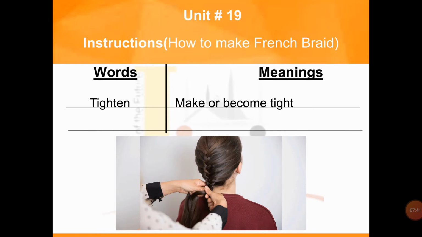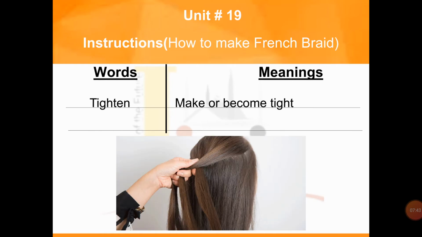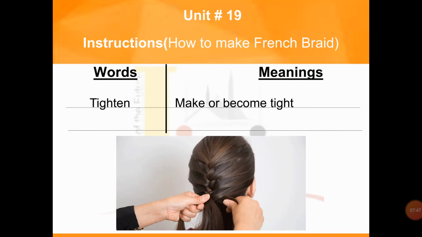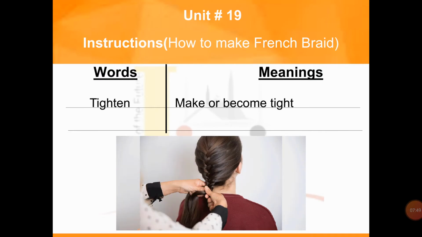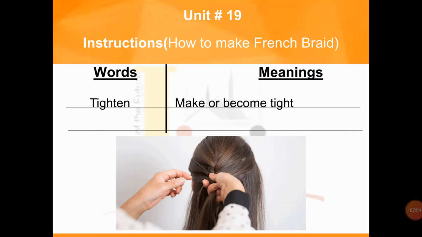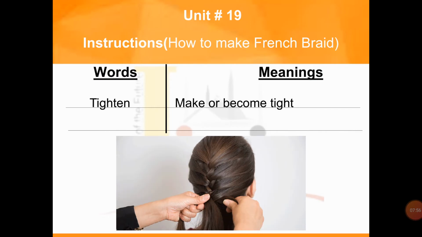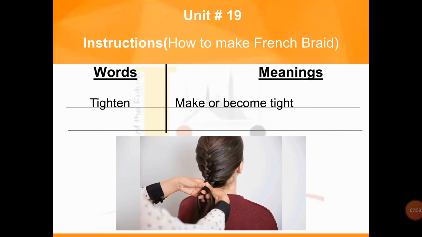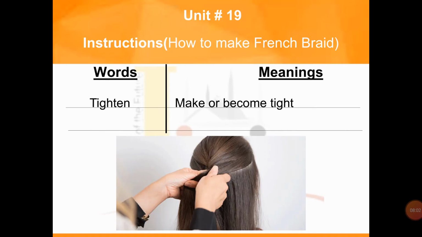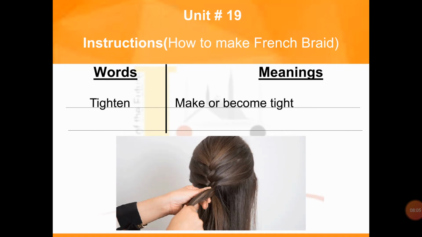Cross the left hand section over the middle section. The original left hand section is now the middle section. Tighten the plate again using the pointed end of the rat tail comb. Lift a small section of hair on the right by drawing a line against the scalp from the hairline to the middle of the braid, about half an inch beneath the first plate.